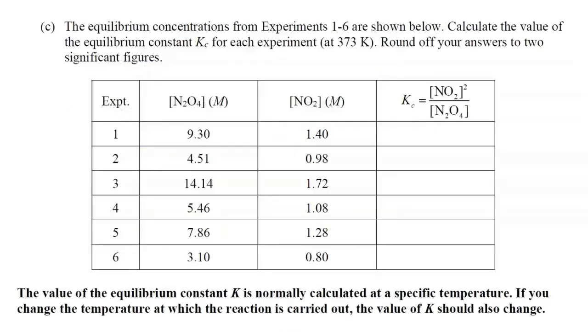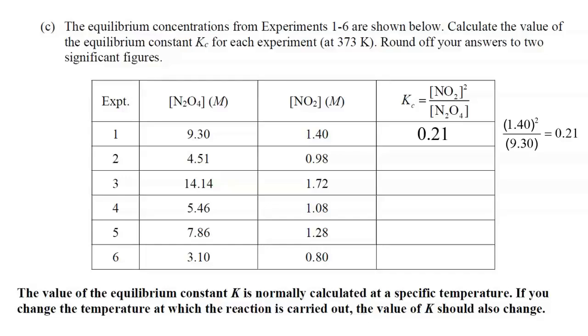All right, in part C, now that we have determined all of the change, let's focus on that last row of the table, which is the amount present at equilibrium. Remember, Unit 7 is entitled Equilibrium, so here we have the equilibrium constant expression, concentration of the product, NO2, squared, divided by the concentration of the reactant, N2O4. I'll start with experiment number 1. In our experiment number 1, we have a concentration of NO2 of 1.4, so 1.4 squared, divided by the concentration of N2O4, which is 9.3. 1.4 squared divided by 9.3 is equal to 0.21.